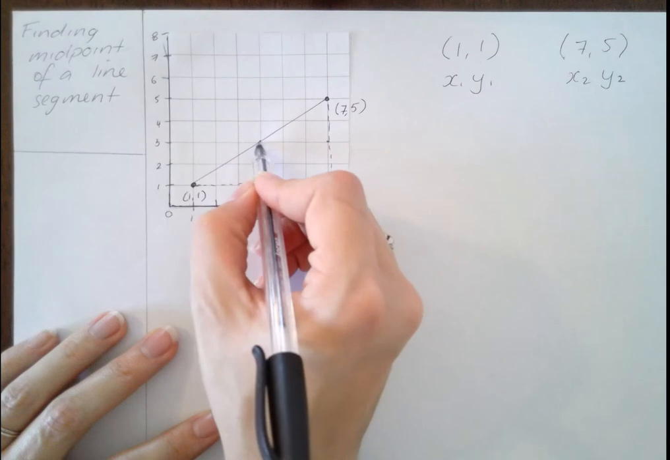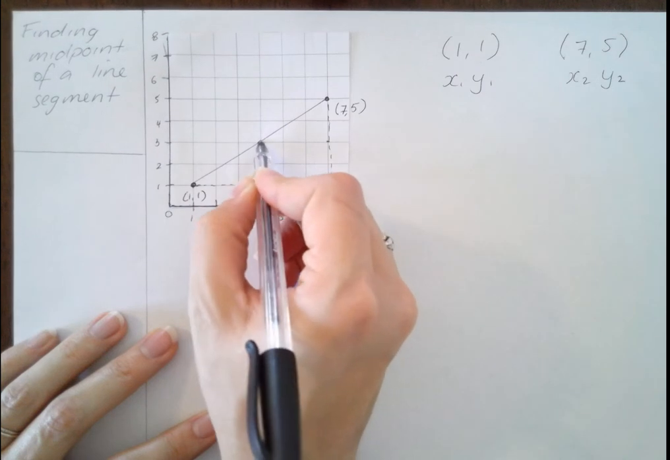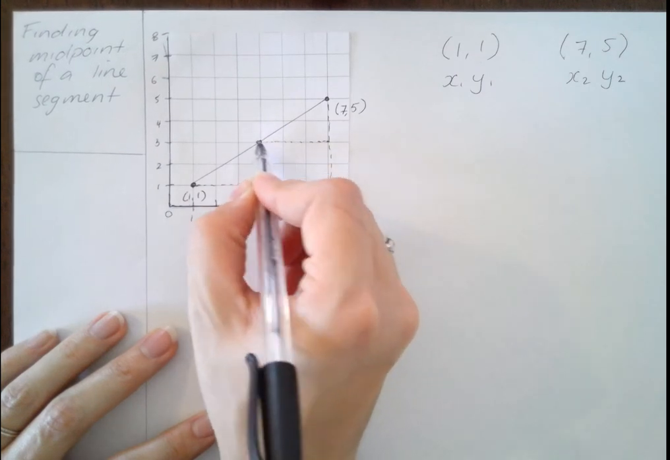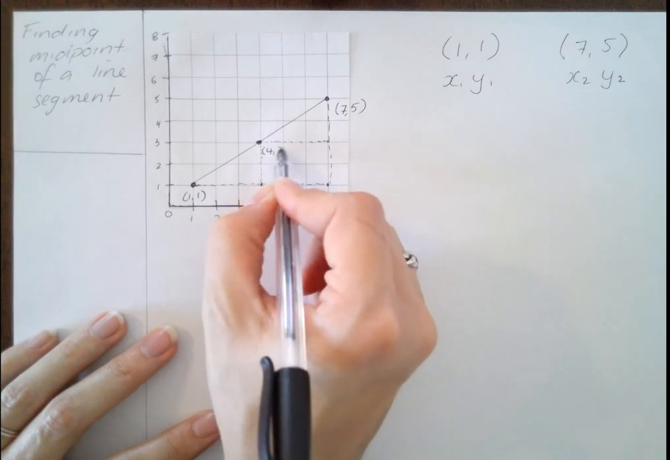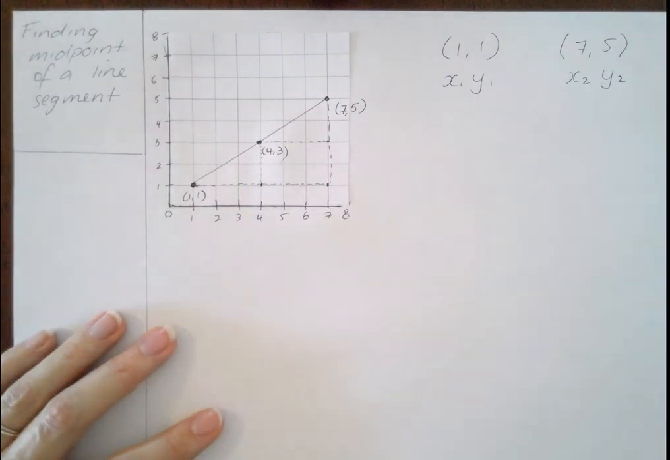So we would expect our midpoint to be about here. And that's at about (4, 3). So that's what we're expecting, only because we can do it on the graph. But we need to also use a mathematical method to find that out as well.